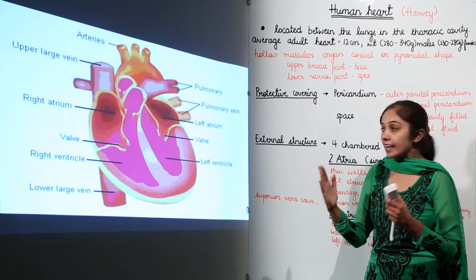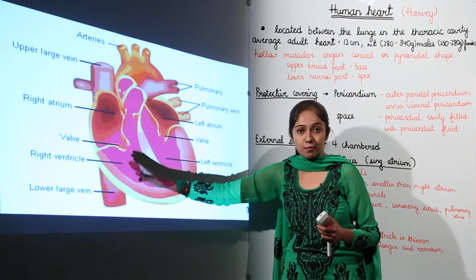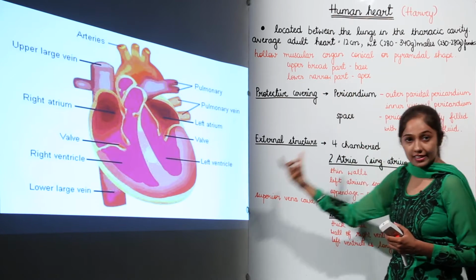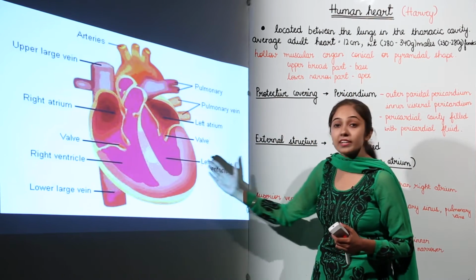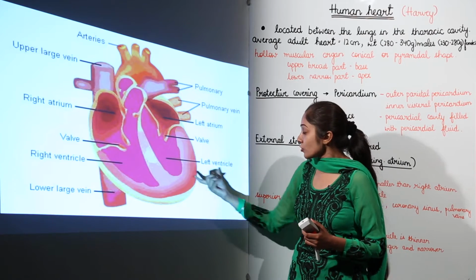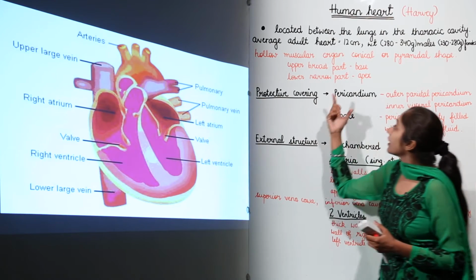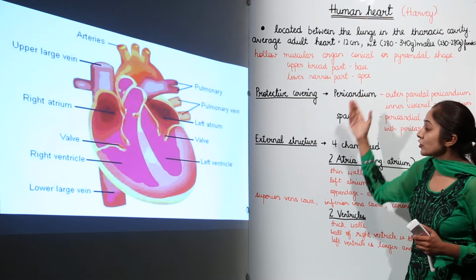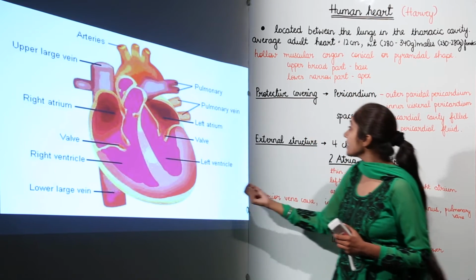So, we have two sides, the left part and the right part. You can see the apex, the lower narrow part, is projecting towards the left hand side, right. You can see a base which is broader and the apex which is the narrower part of the heart.